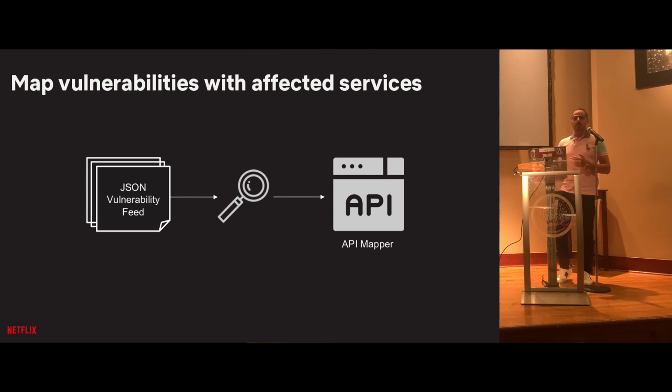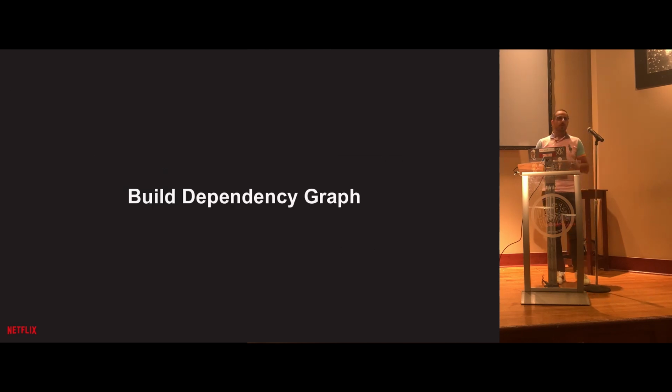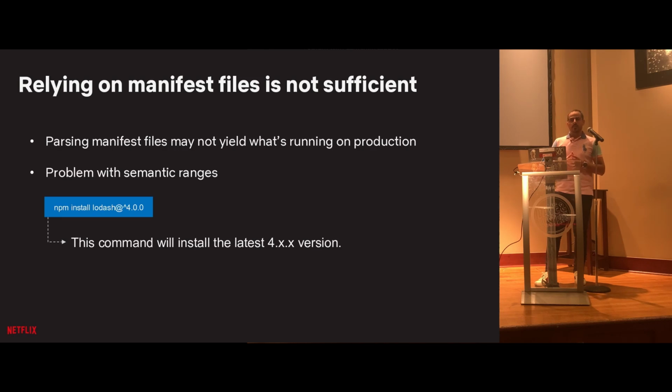So the next step is you have the feed now. You have the JSON data. You want to actually map all this data to which of the services that you're running are using those particular versions of the vulnerable libraries. So how do we do that? You want to build what we call a dependency graph. And the way you do that is you parse the manifest file.